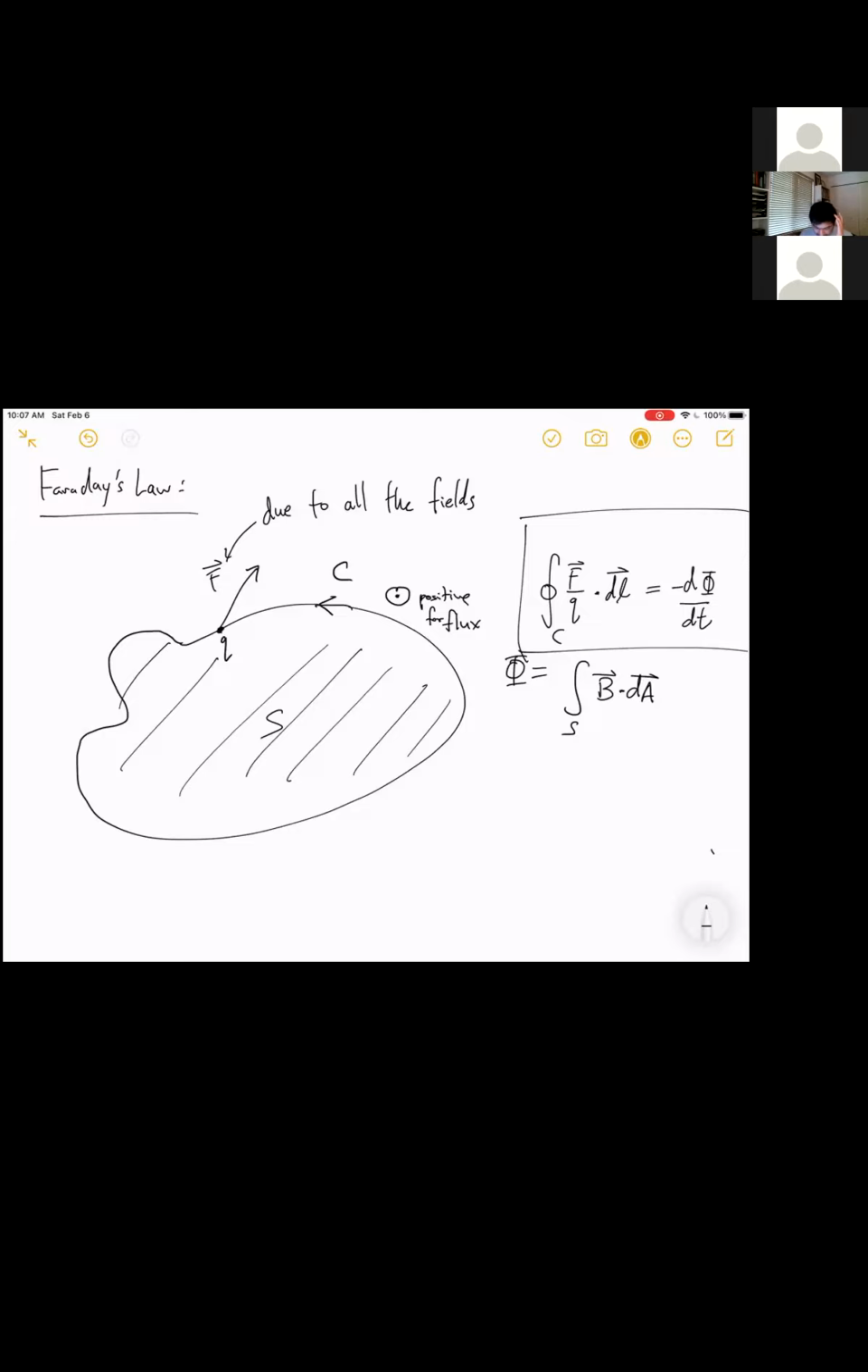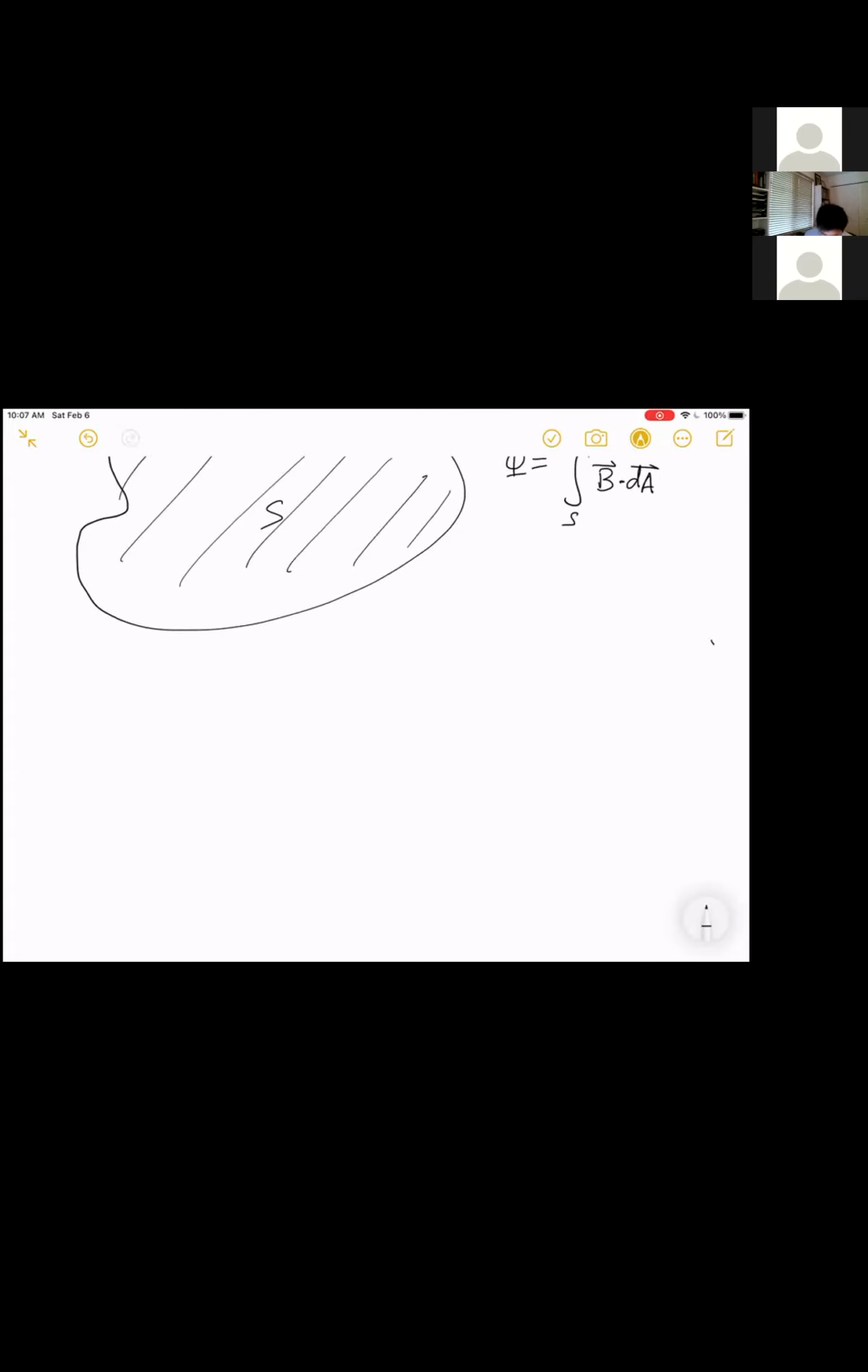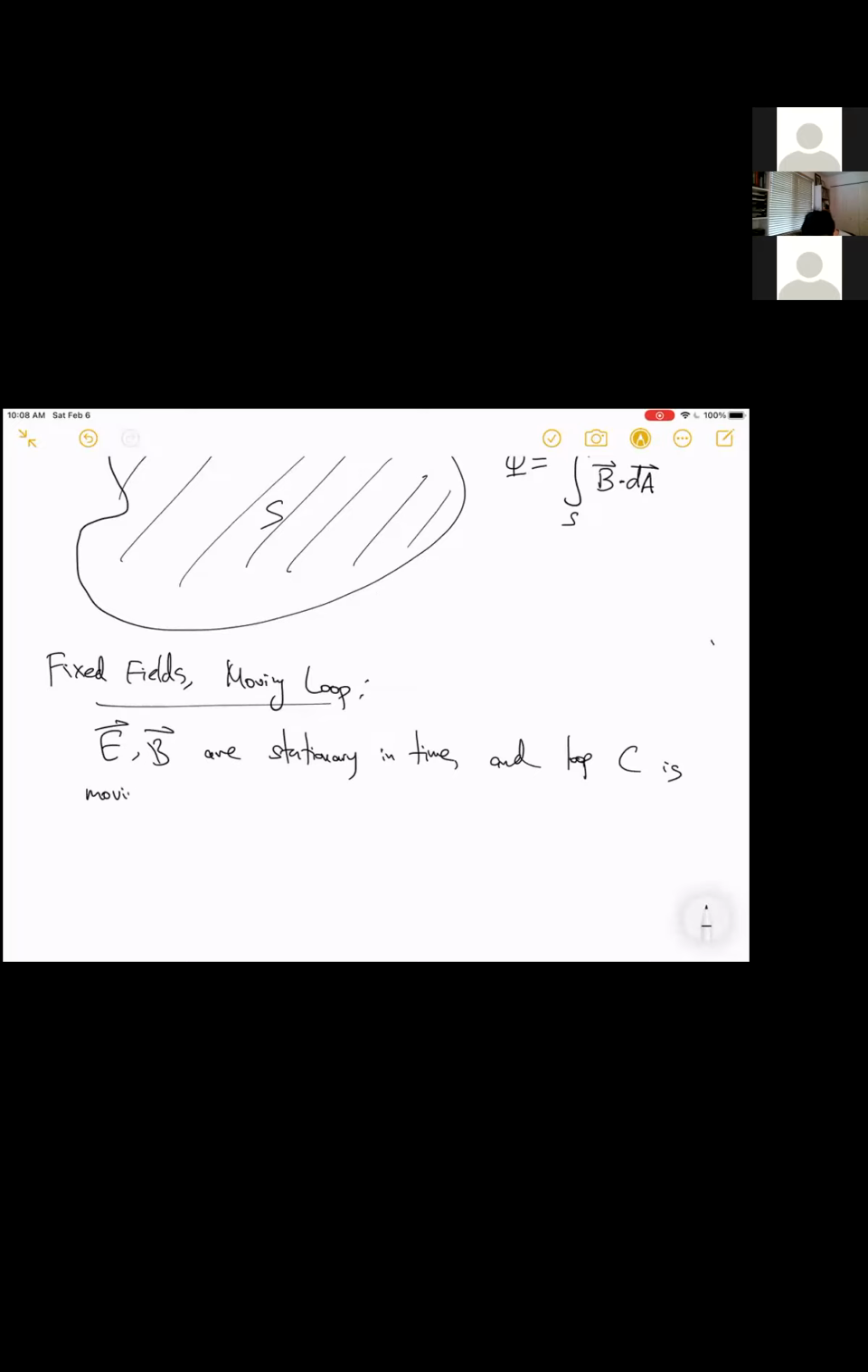Anyways, let's go into a specific example of Faraday's law first. This is the fixed fields, moving loop case. Here E and B are stationary in time, and loop C is moving through space, moving in time. It's just moving.